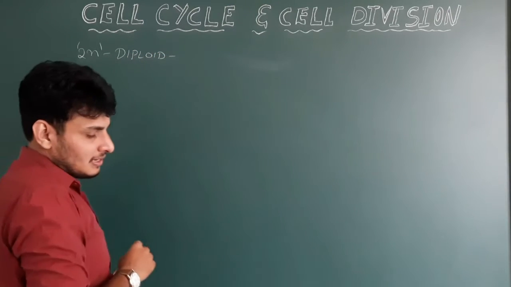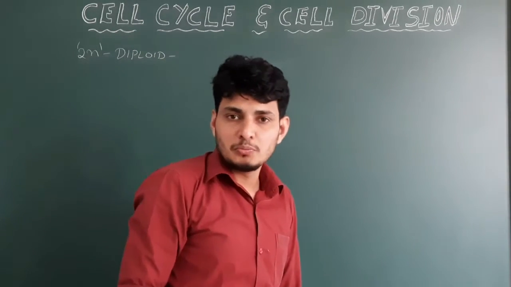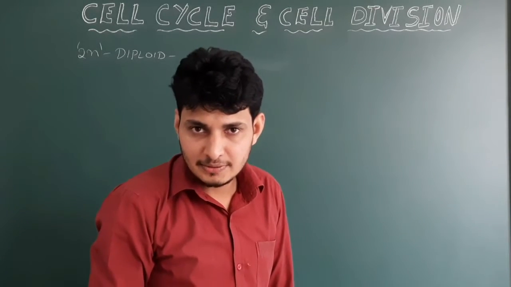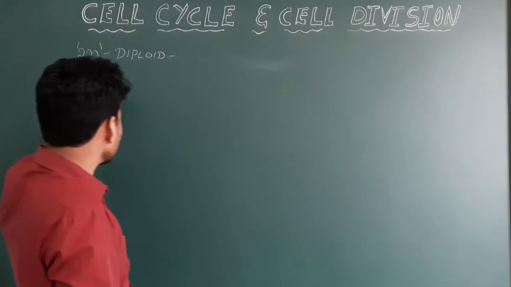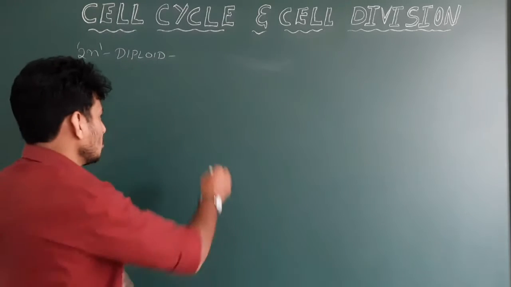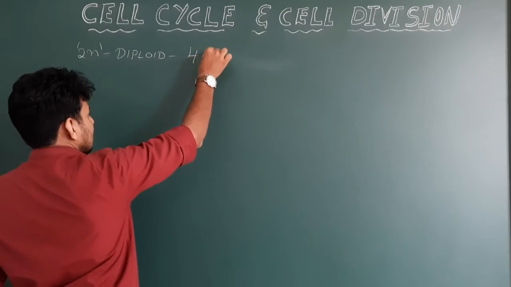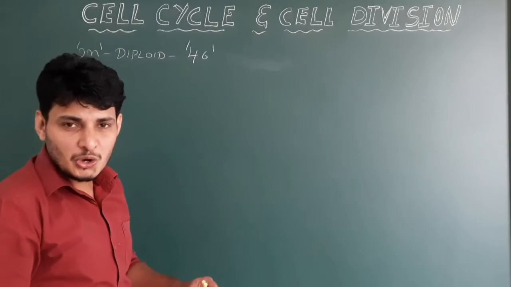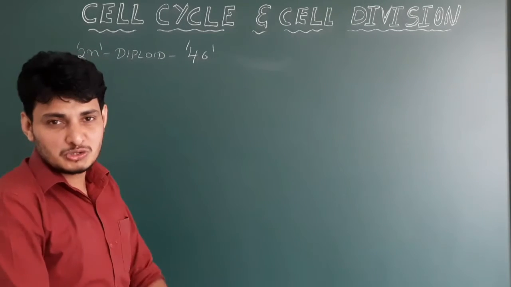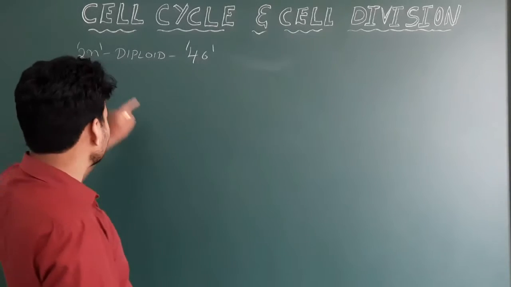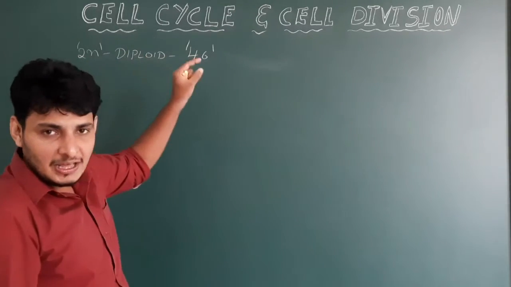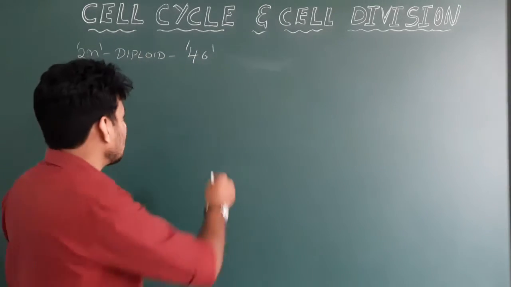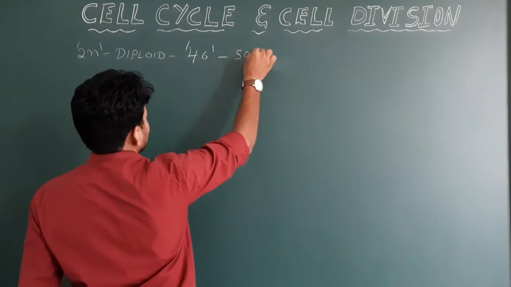If you take any cell, if the total number of chromosomes is 46 in human beings, then these types of cells are called diploid. So it is understood that in a cell, if 46 chromosomes are there, in other words, we can also call it 23 pairs of chromosomes present inside the cell, then these cells are called diploid, and the majority of diploid cells are somatic cells.